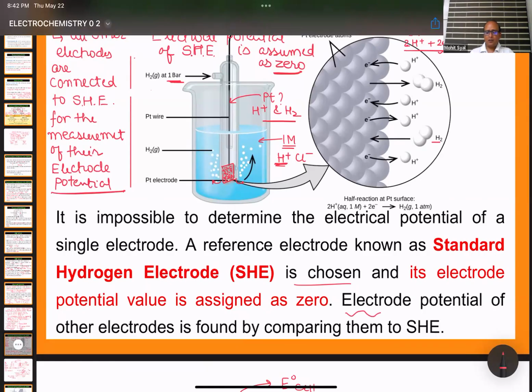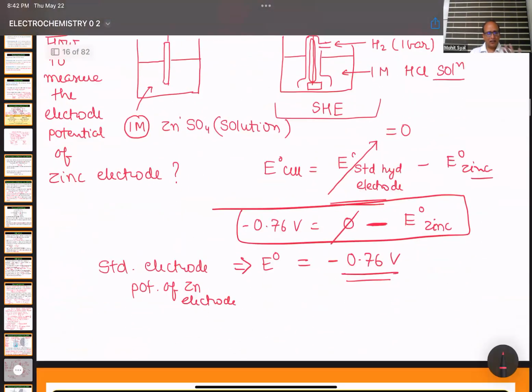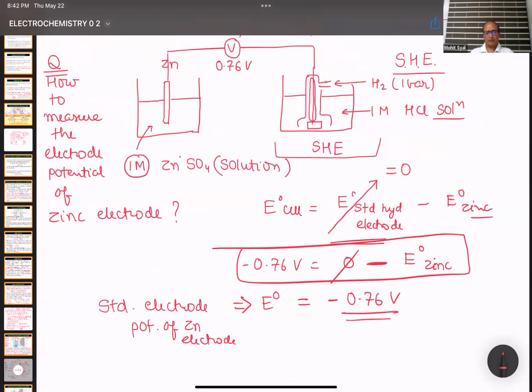Electrode potential of all the other electrodes is calculated by connecting it to standard hydrogen electrode. So I hope this is clear to all of you. Okay.